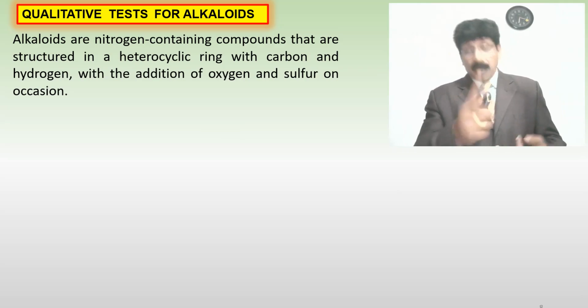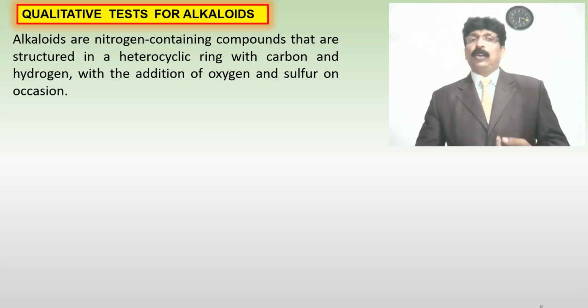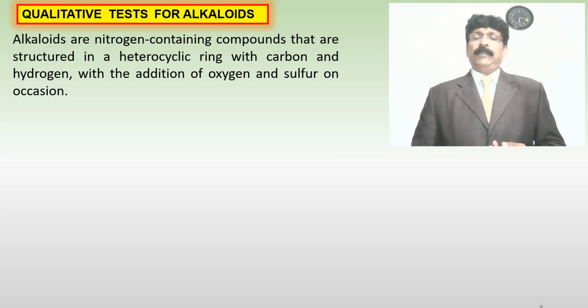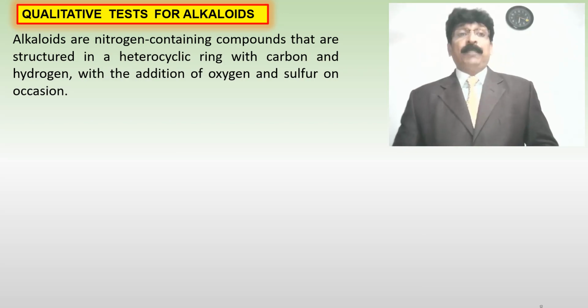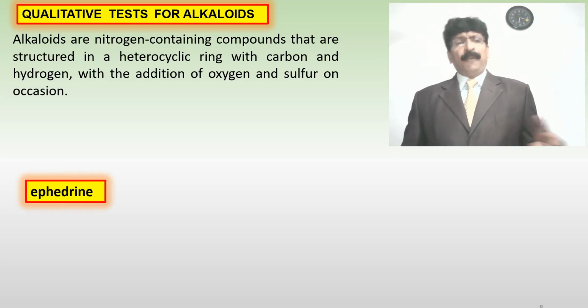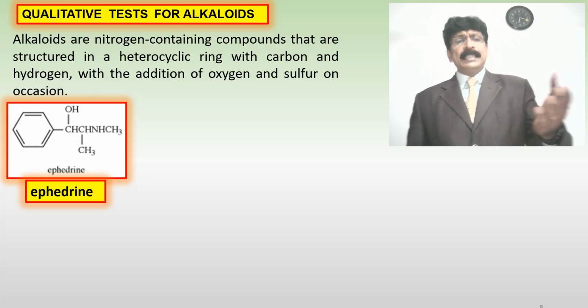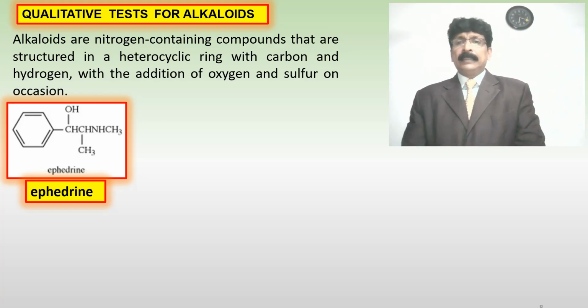Here carbon and nitrogen will be there, sometimes inside the ring, sometimes outside the ring also. Carbon and hydrogen will be present, hydrocarbon compounds. In addition to that, oxygen and sulfur on occasion may be there. Usually nitrogen is already a nitrogen containing compound. So first example, ephedrine, where you can see the nitrogen is outside the ring, in the side chain. Ephedrine structure everybody knows is an alkaloid.